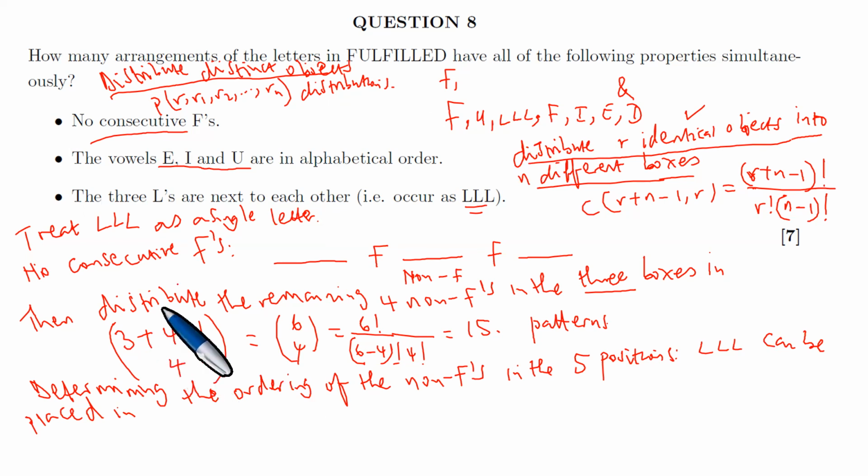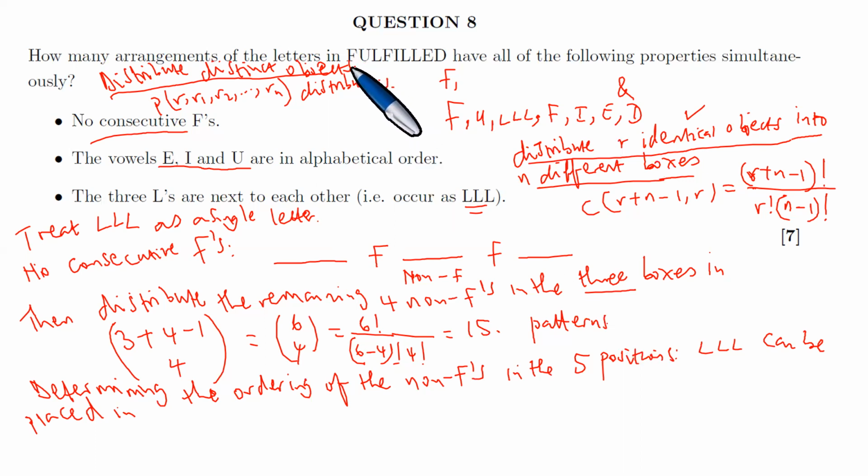Okay, let's look at that carefully. Look at the non-Fs. What are non-Fs? The vowels, the L's, the R, the E, and the D. Because these vowels are in alphabetical order once again, E, I, and U will be organized in alphabetical order, giving a pattern and a string. Those ones you can regard as a symbol. If you do, that gives us the distribution. Then we distribute the remaining 4 non-Fs in the 3 boxes.